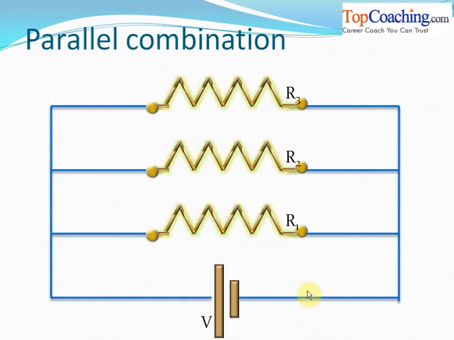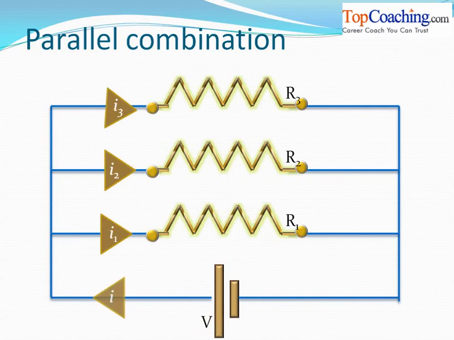Again, as you can see, the potential difference across each of these resistors is the same, isn't it? After all, the resistances are connected to the battery, so the potential difference across each resistor must be the same as the potential difference across the battery. In this case too, our aim is to calculate the equivalent resistance that can replace all these three parallel resistances by one single resistance, R equivalent.